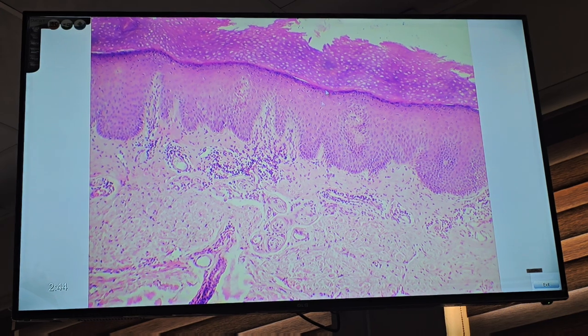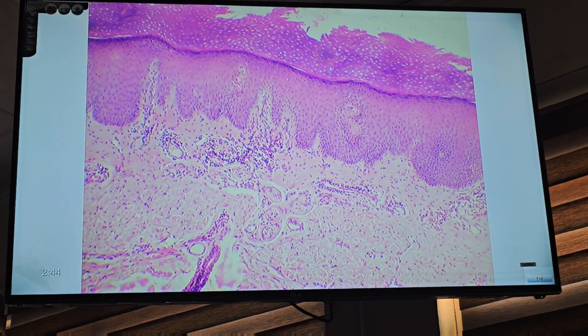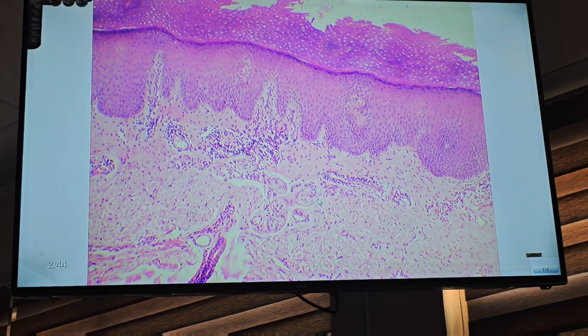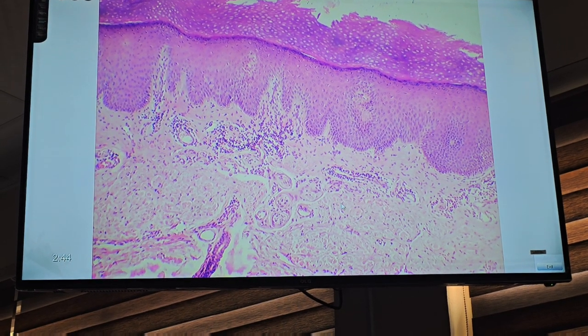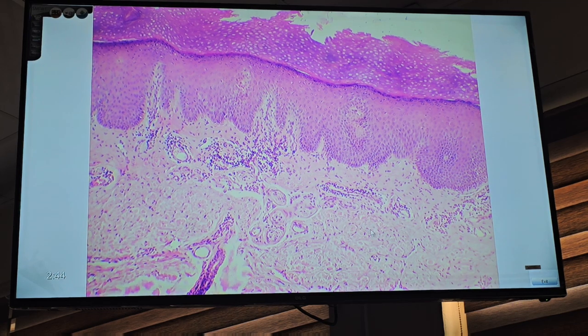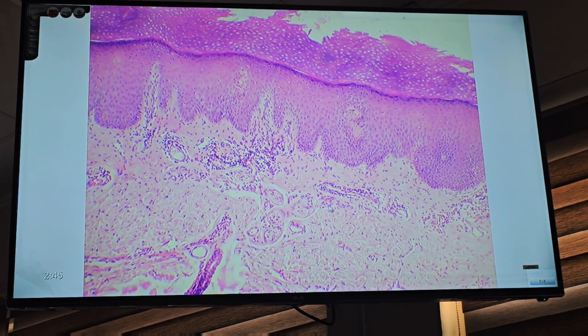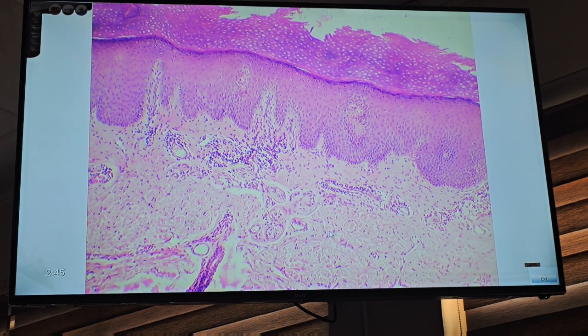An epithelial layer of ectodermal origin called the epidermis, and a connective tissue layer of mesodermal origin called the dermis of the skin. This is the epidermal and this is the dermal layer of the skin.